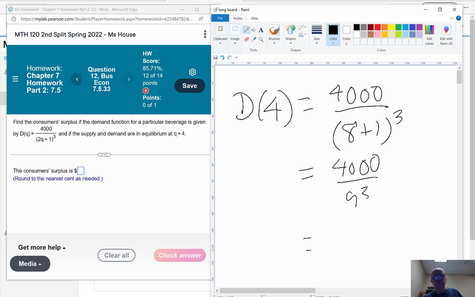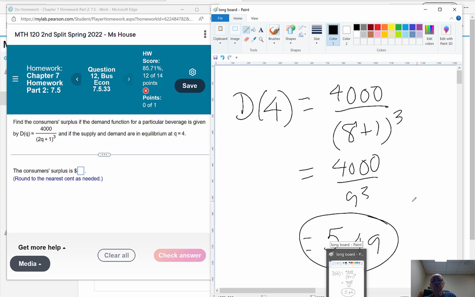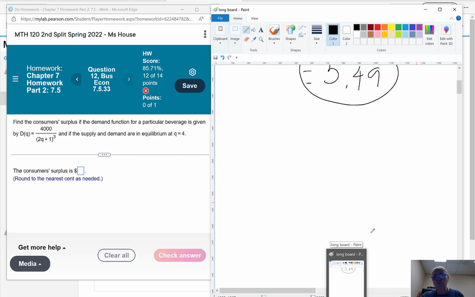And we're just going to get a decimal for this to 2 places. So 4,000 divided by 9 to the third is 5.49. Now, instead of subtracting the demand function from this value like we did with producer surplus, we're going to subtract this from the demand function.